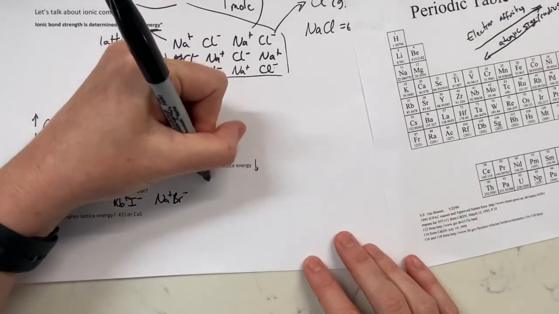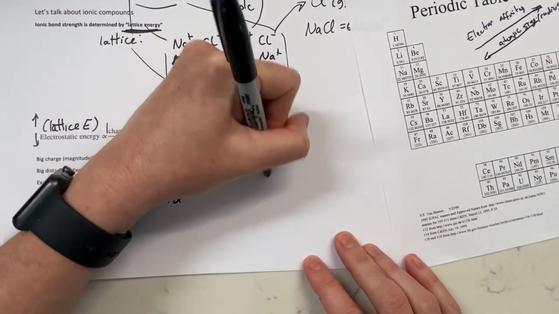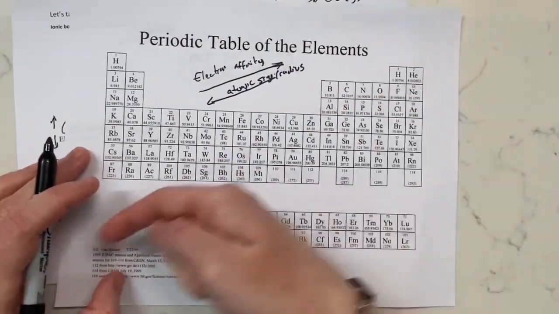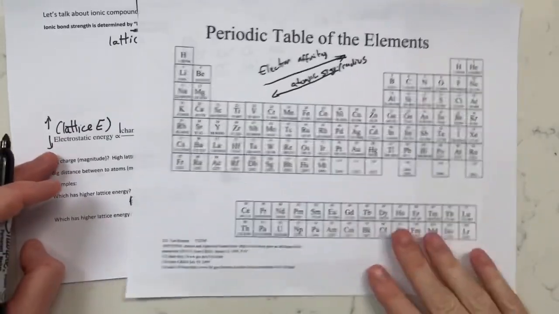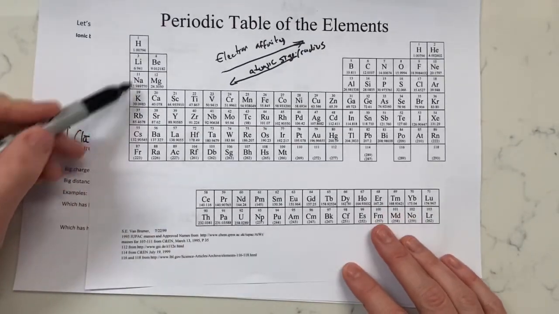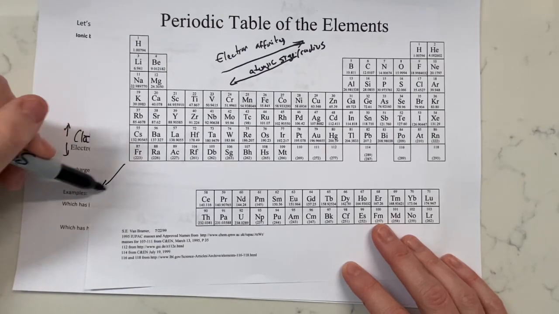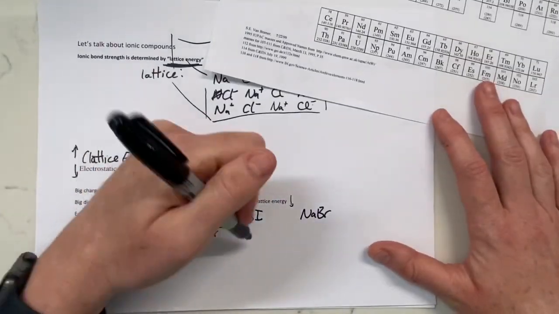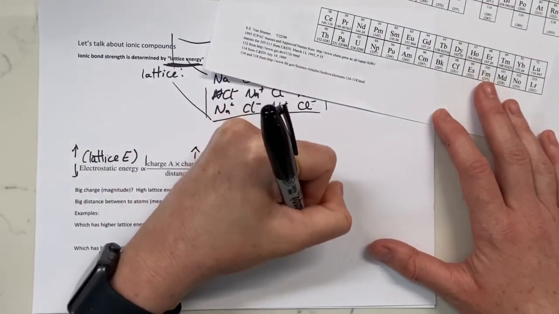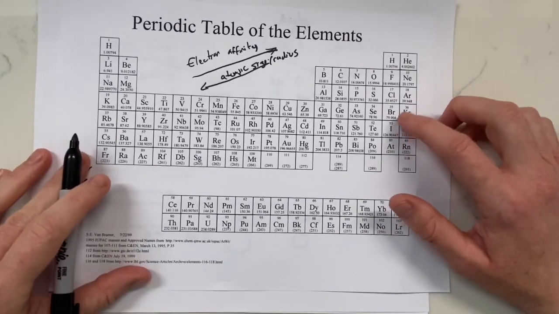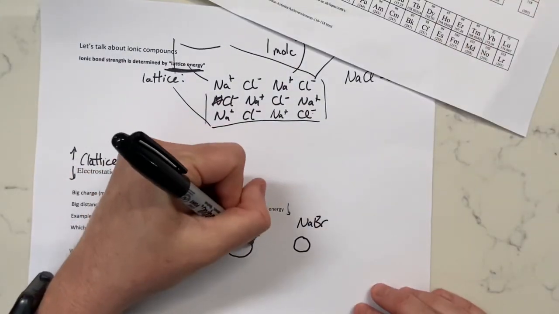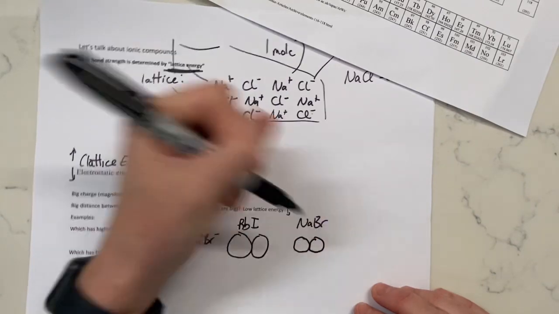Well, for RbI and NaBr, we have to remember those trends we talked about at the beginning of this section, which is that the radius goes up as you go down and to the left. It gets bigger. So rubidium versus sodium, rubidium's going to be bigger than sodium. I like to just draw it like this, and then we'll do a little sodium. And let's look at the bromide and the iodide. Iodide's going to be bigger than bromide because iodide's lower.